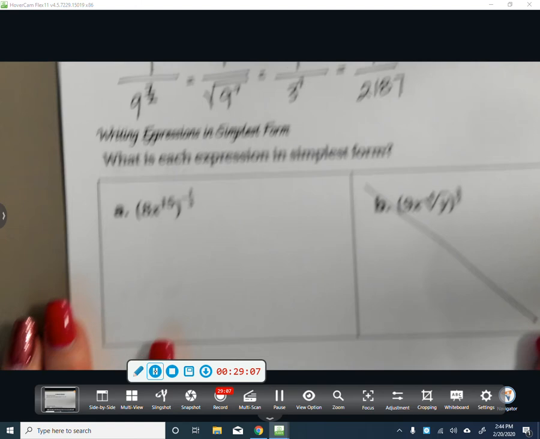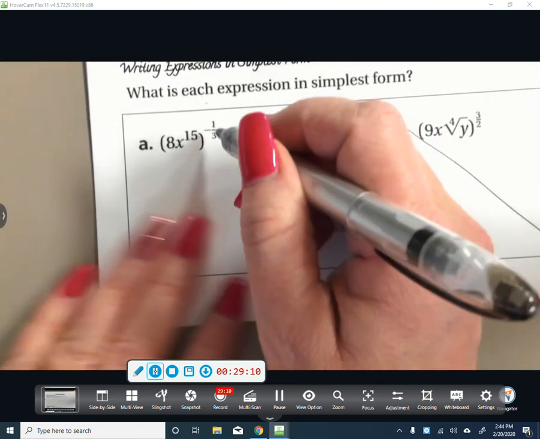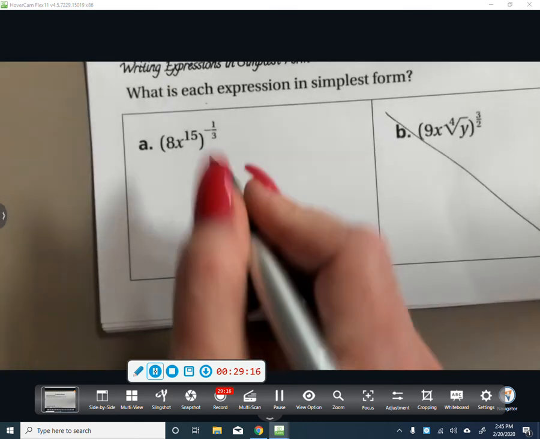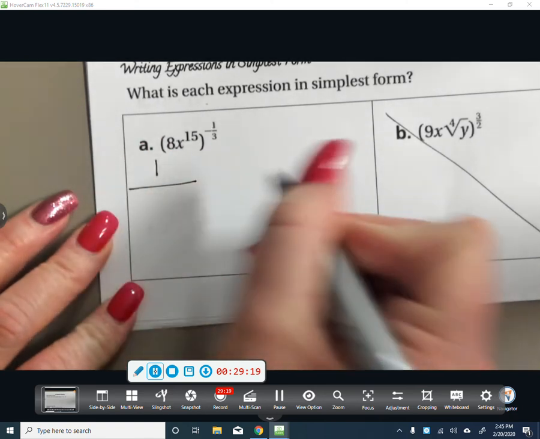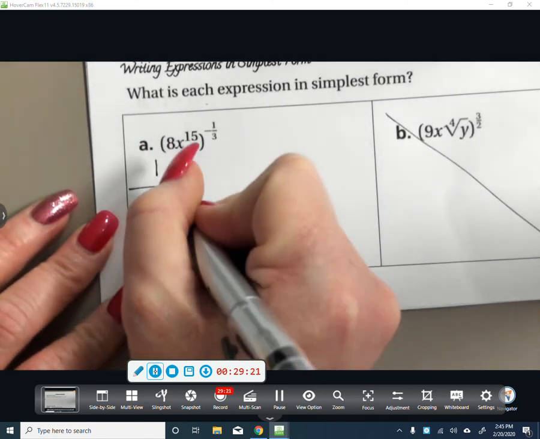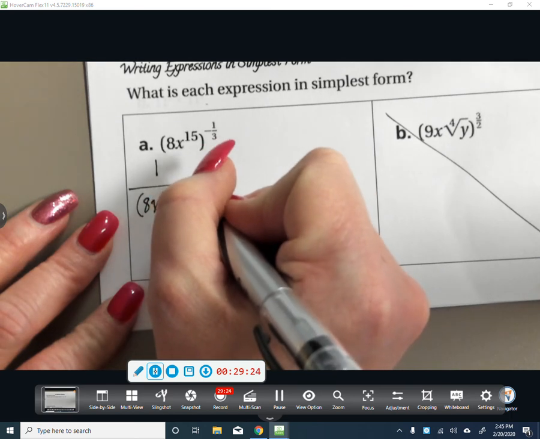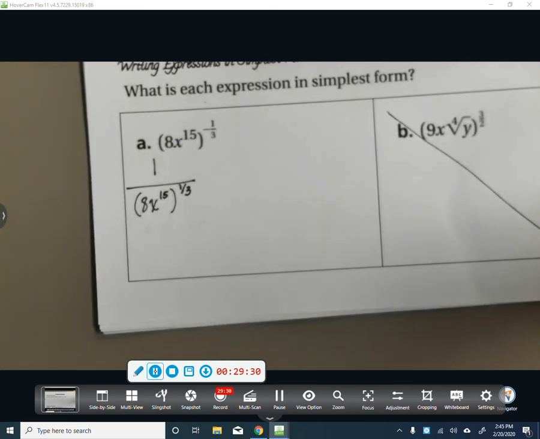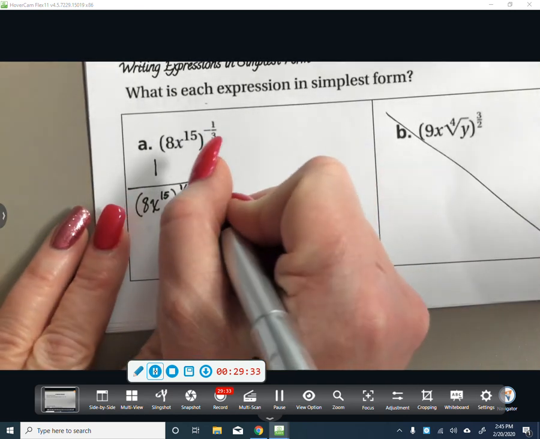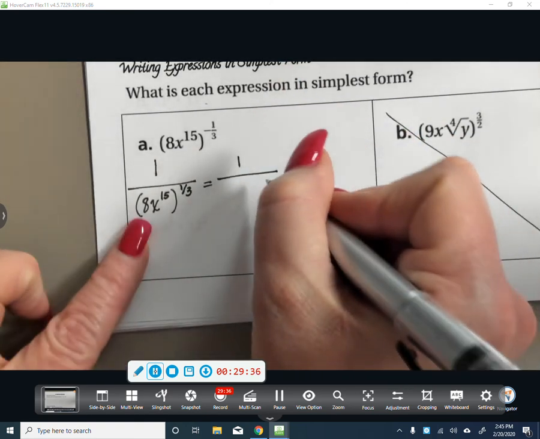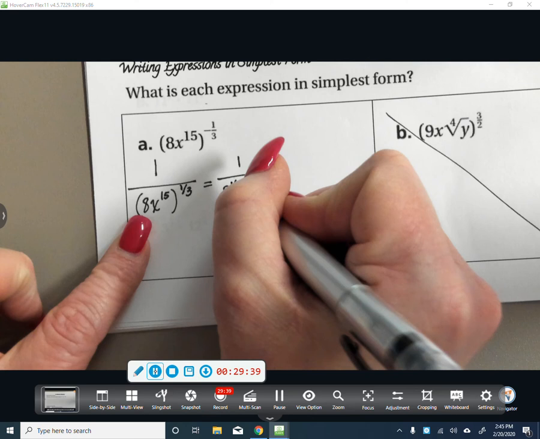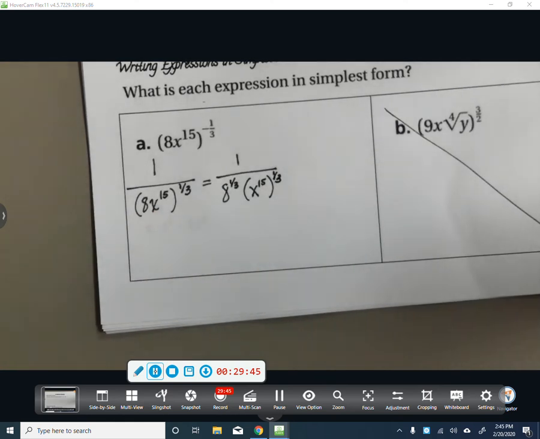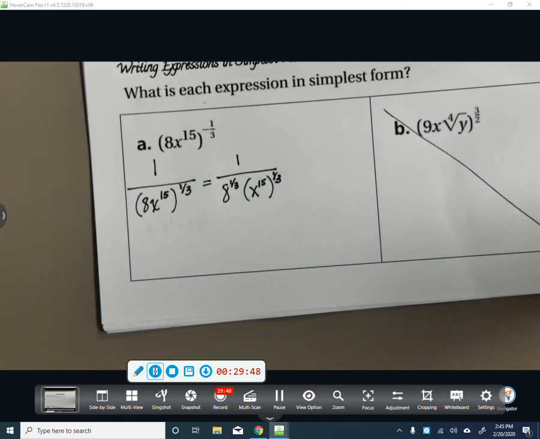We're looking at A. I will tell you one thing already. It's negative exponent, right? So go ahead and switch it. 1 over. And we've got 8x to the 15th, and that is being raised to the 1/3 power. So that 1/3 power is applying to everything in those parentheses. So when I think about that, I got 1 over 8 to the 1/3 power, and then I've got x to the 15th to the 1/3 power. So I write it out separately so that I remember that 1/3 goes to each one of those terms.